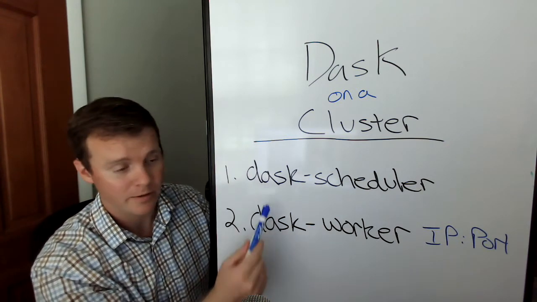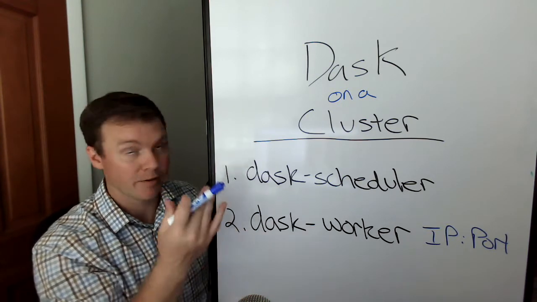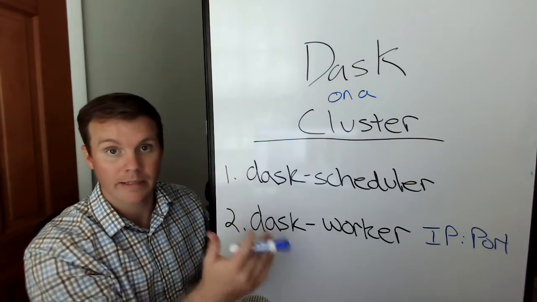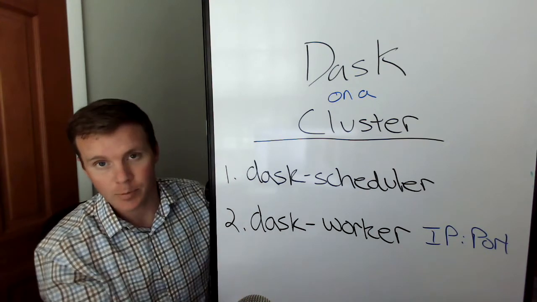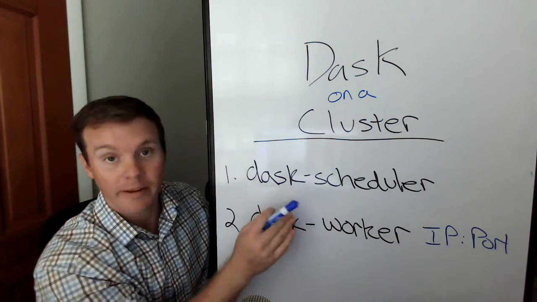So I run this one once, I run this one as many times as I have workers. And fundamentally, this is all you need. This is what is required to create a Dask cluster. Now, of course, you'll probably use Kubernetes, Yarn, HPC, Dask SSH, maybe Coiled. But at the end of the day, this is it to just get started.